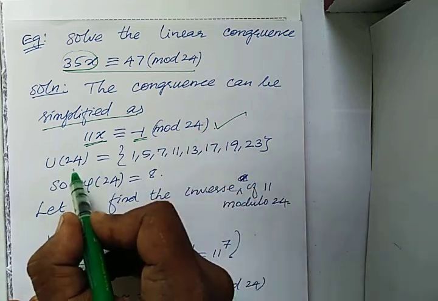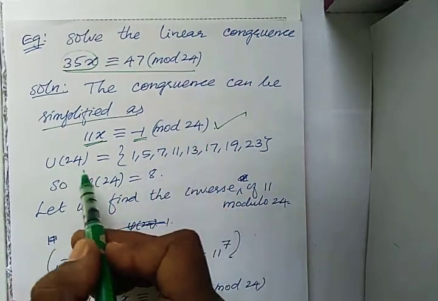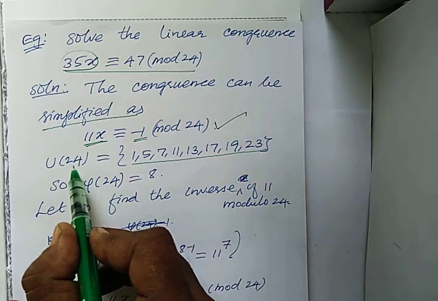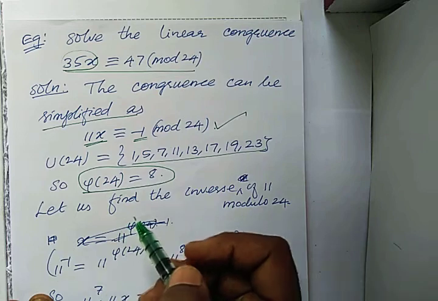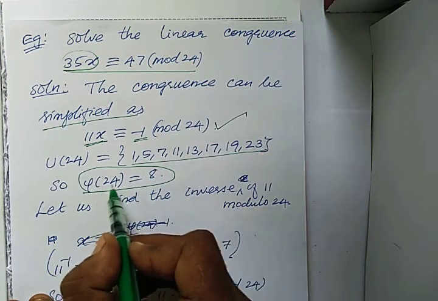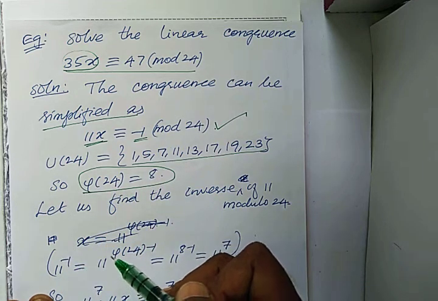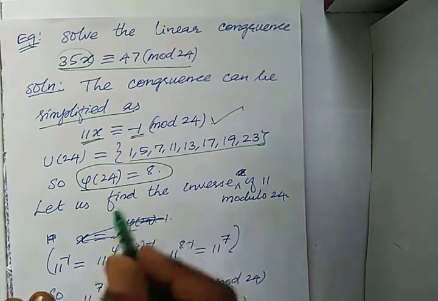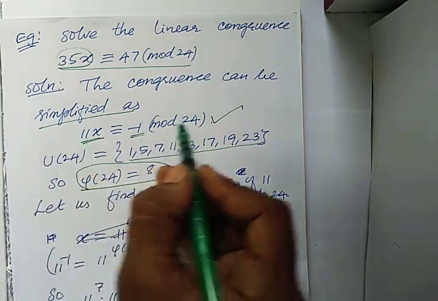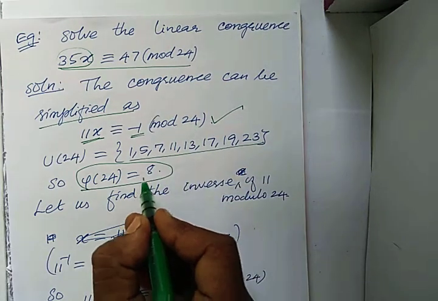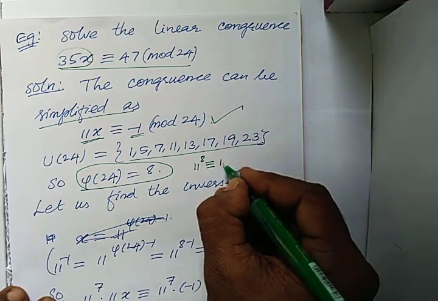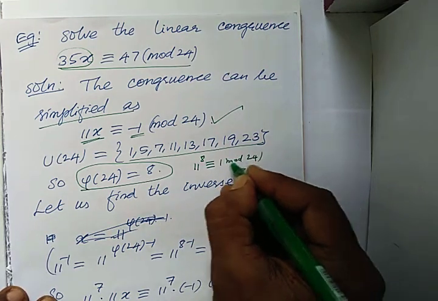Here what is U of 24? U of 24 is equal to this set. I am finding U of 24 just to find phi of 24. So there are how many elements? There are 8 numbers. So phi of 24 is 8. So we have found phi of 24, and see, this 11 is relatively prime to 24. So from this we can directly write 11 power 8 is congruent to 1 mod 24 using Euler's theorem.